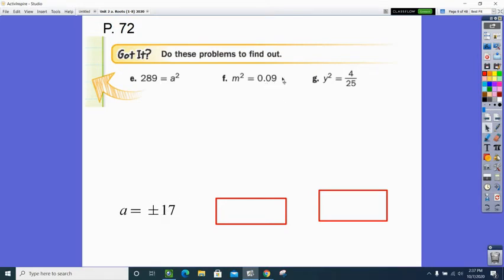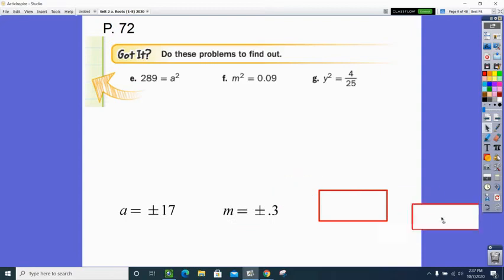Oh, there's a decimal in there. Well, the square root of 9 would have been 3, but since there are 2 decimal places, I'm going to have 1 decimal place in my answer, and I'm going to give both roots, the positive and the negative. So m would equal plus or minus 0.3. If you take 0.3 times itself, you'll get 0.09.